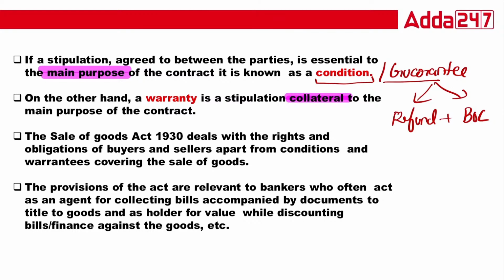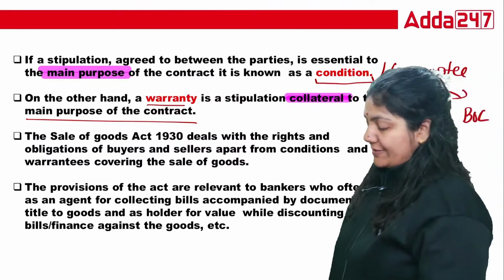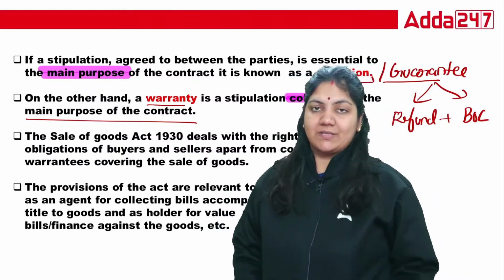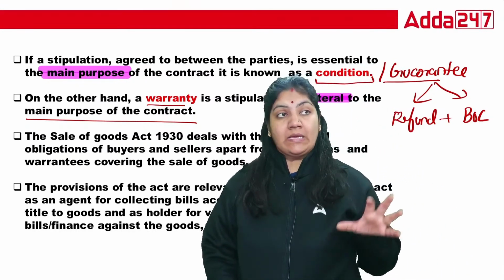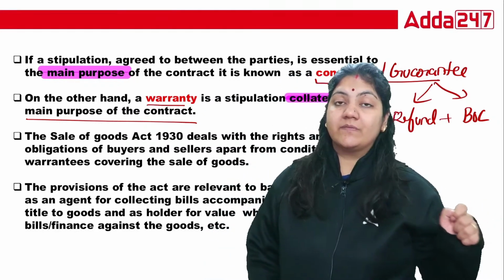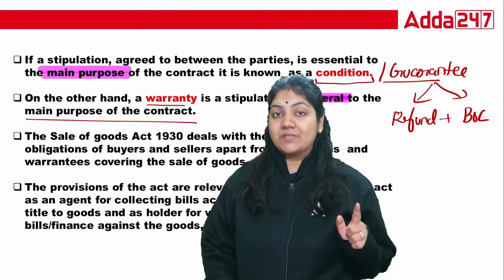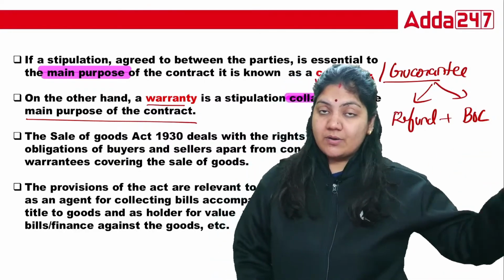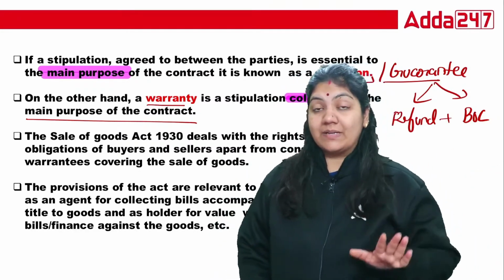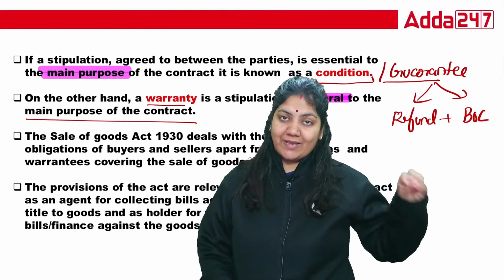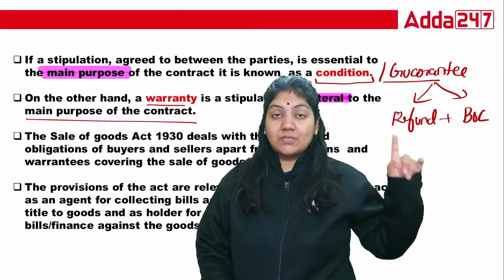So what is warranty? Suppose I have purchased a fridge, and the shopkeeper tells me, ma'am, a 10-year warranty is there. So warranty means if any part of my fridge is damaged, the shopkeeper will give me free of cost service. This is called warranty. So in that warranty, I cannot ask for a refund of money or breach of contract, but I can ask for the repair, and for at least 10 years, I can do that. So this is called warranty.